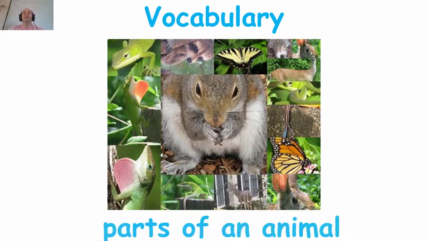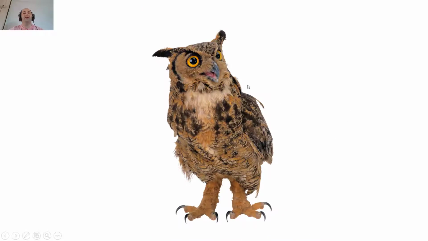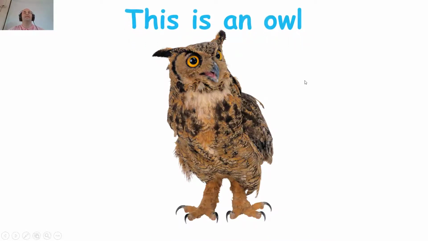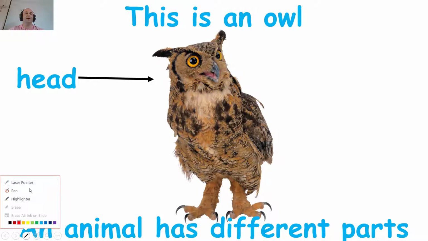So we want to learn about some parts of an animal because animals have different parts to humans. The body parts of an animal. So we have this animal, and this is an owl. It has different parts than a human. Do you know what they are? Let's see. An owl has a head, like a human has a head. This is the head of the owl.